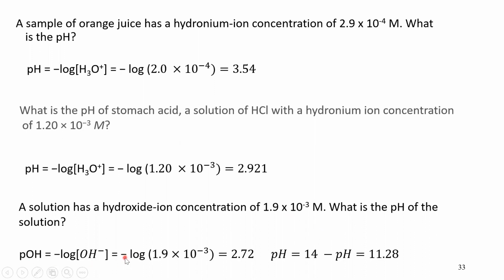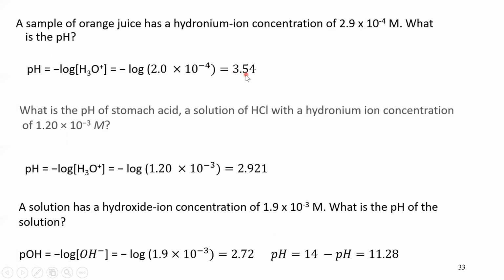Okay, so negative log 1.9 e negative 3 gives us a pOH of 2.72. Again, 2 significant digits here means 2 decimal places here. But we don't want the pOH, we want the pH. So we're going to subtract it from 14, and the pH is 11.28.